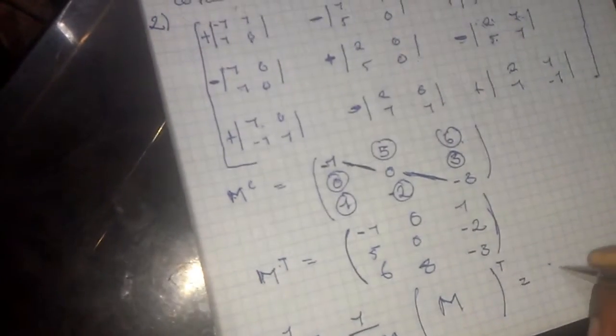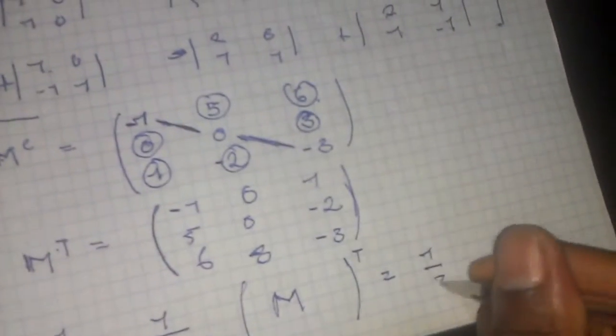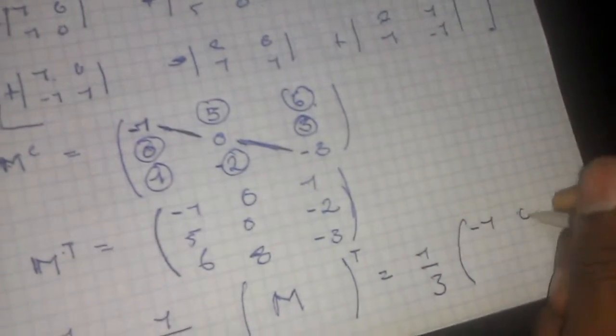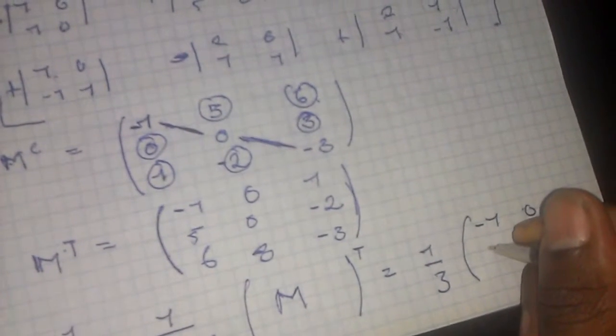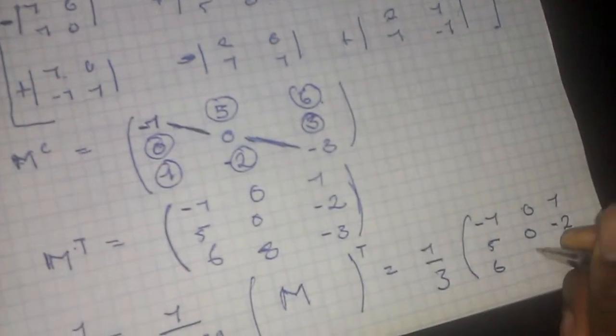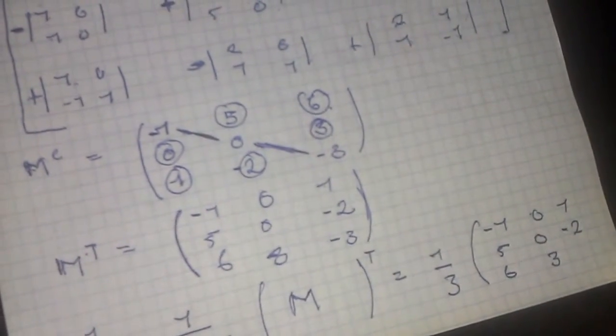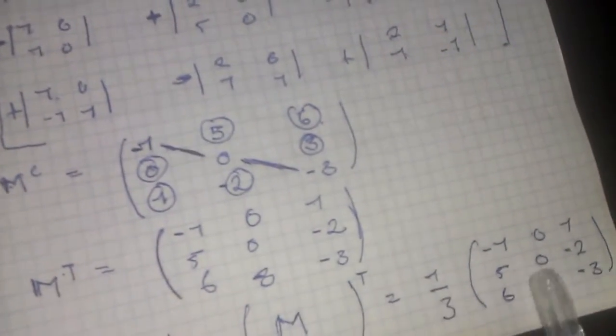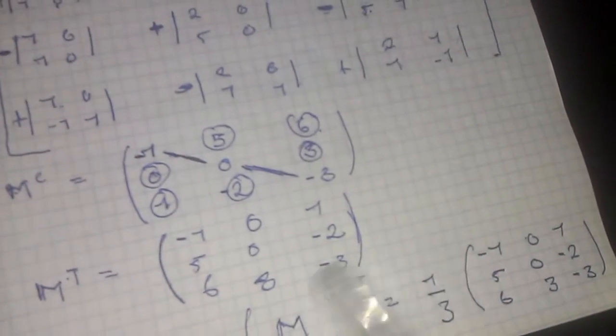My determinant was 3, so my M inverse will be 1 over 3 all over this: negative 1, 0, 1; 5, 0, negative 2; 6, 3, negative 3. I'm not sure, but if I've made an error, please just write it. The importance is the method used and how to apply it in other questions.